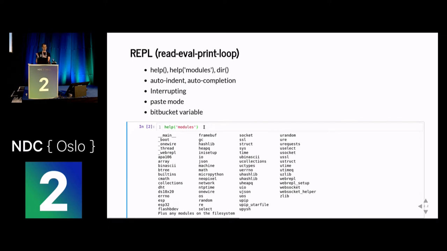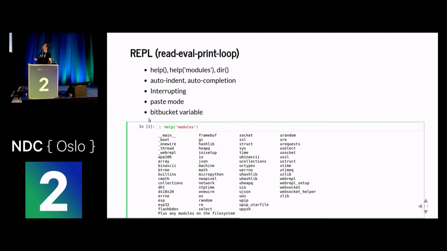It supports auto indenting, so if you write the def function, it automatically indents for you. Auto completion, so I don't know if that works here in Jupyter, but you can do import json and then write json.tab, and then it gives you the options. If you want to interrupt, you can use Control C. It has a paste mode available, which is very useful. You start with Control E, do your pasting, and finish with Control D.